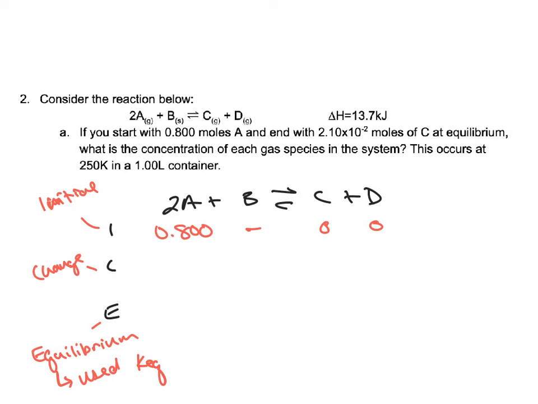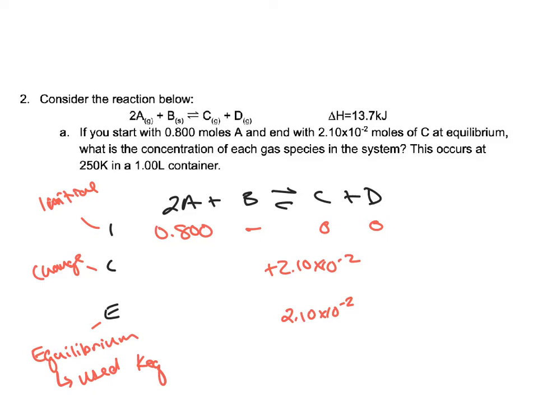We know that if you end with 2.10 times 10 to the negative second moles of C, that the change for C was 2.10 times 10 to the negative second. So this is everything that the problem tells us. It tells us the initial concentration of A, or the initial number of moles, and it tells us the equilibrium number of moles for C.